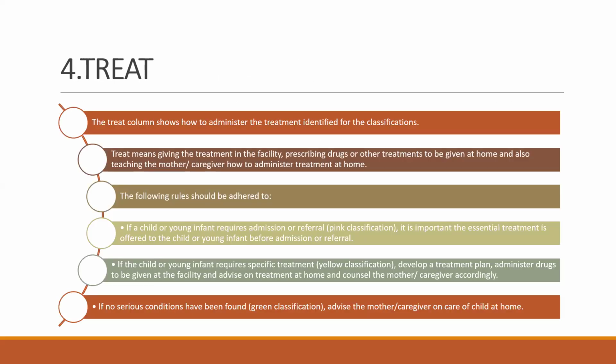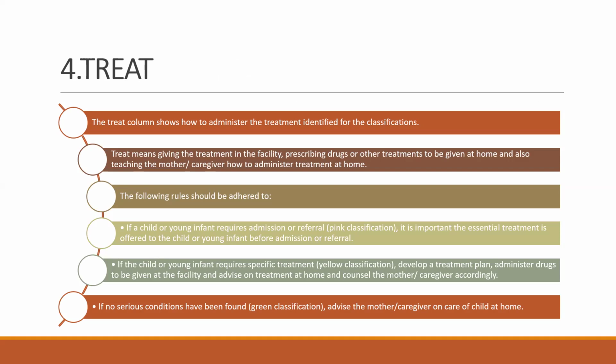Then the next step is treat. The treat column shows how to administer the treatment identified for the classification. Treat means give the treatment in the facility, prescribing drugs or other treatment to be given at home, and also teaching the mother and caregiver how to administer the treatment at home. The following rules should be adhered to.